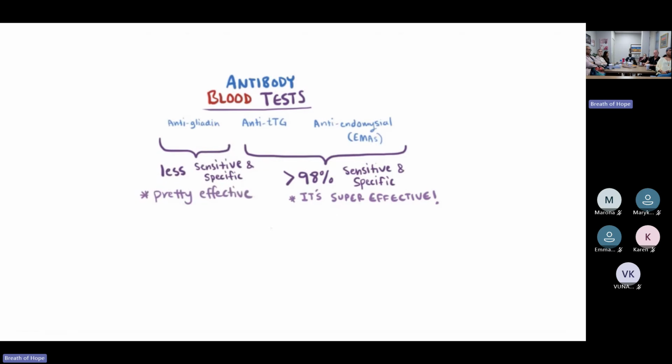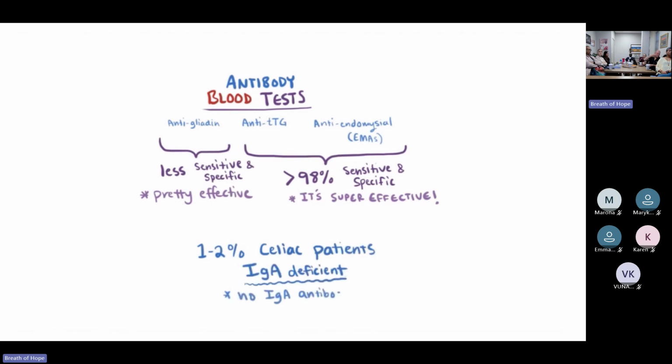For reasons that aren't super well understood, a small amount of patients are IgA deficient, meaning they aren't able to produce any IgA antibodies in general. So in this case, they didn't have an IgG screening test done.